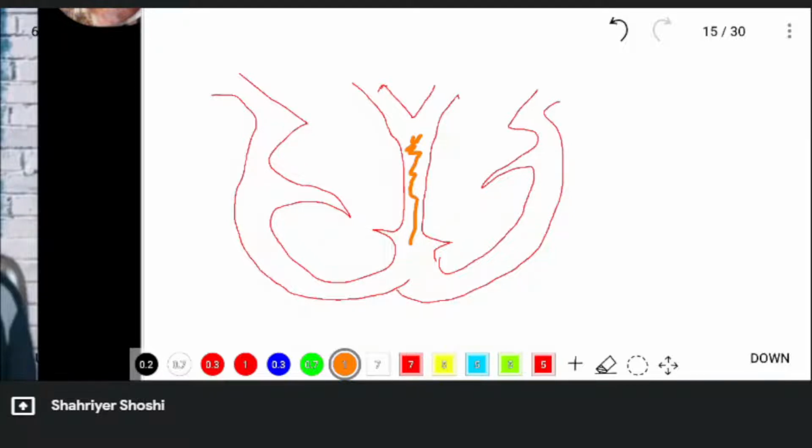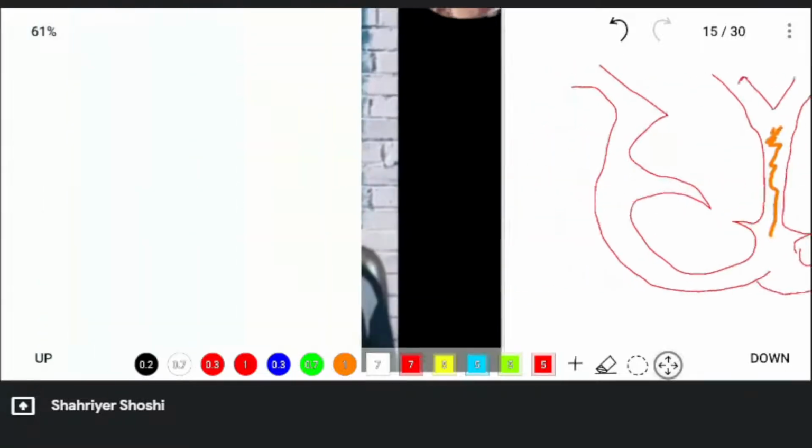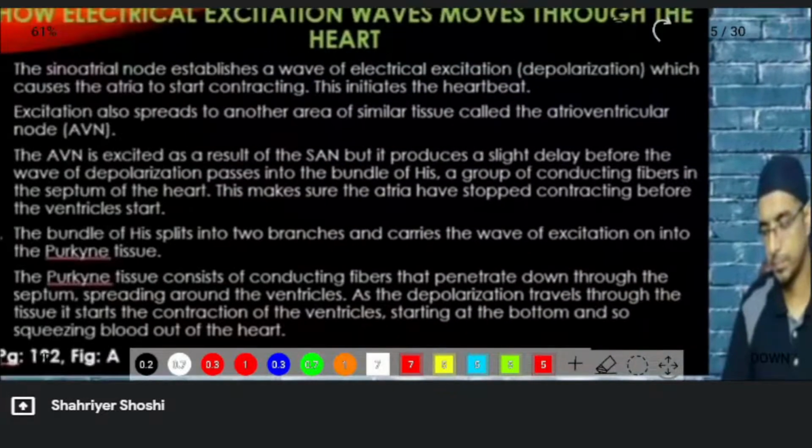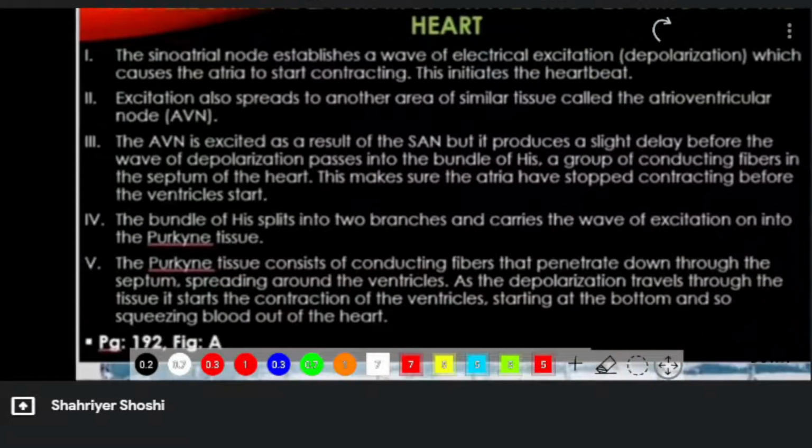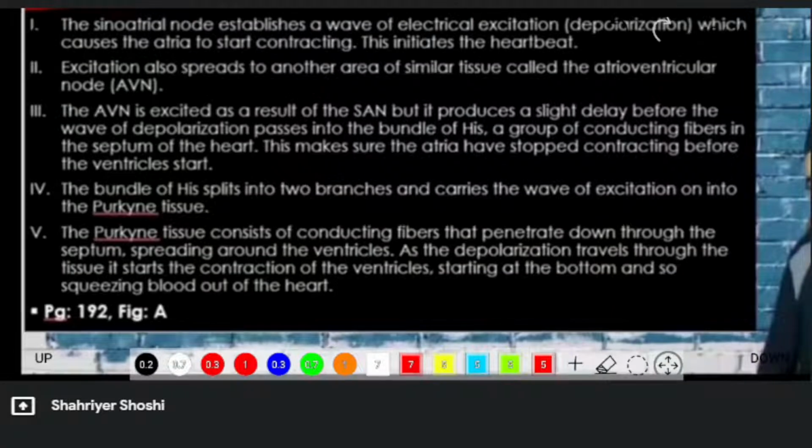the middle of which separates the right and the left side. Now, there is a bundle of fiber called the bundle of His in the septum, which actually carries this shock from the AVN to the ventricle.